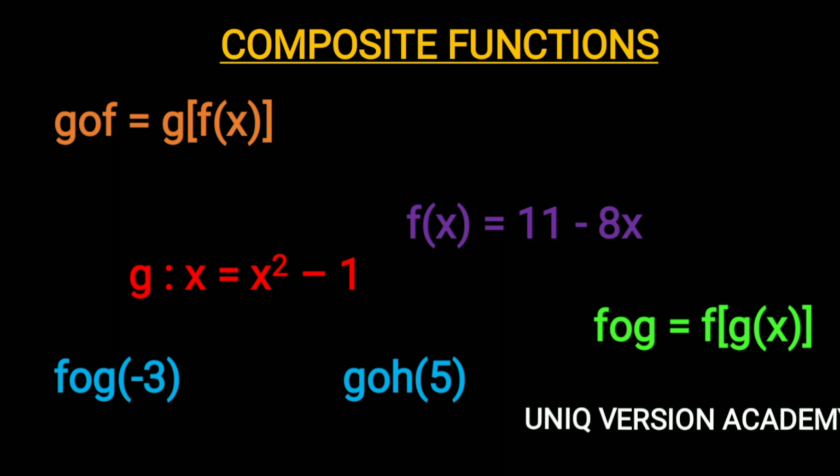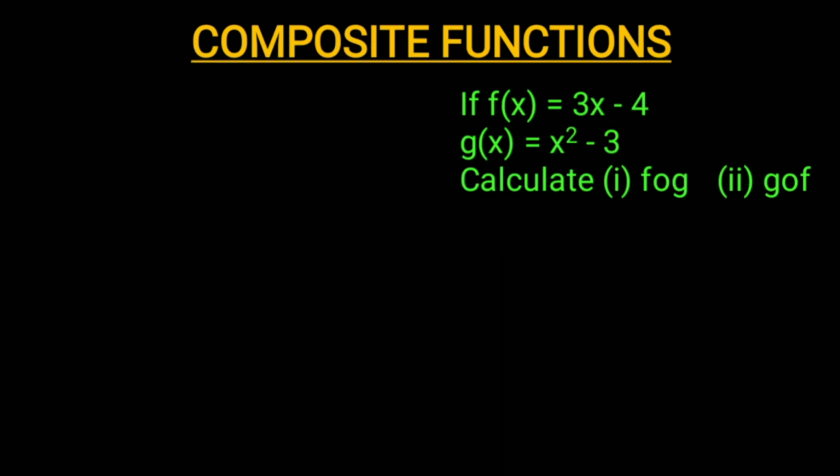We have several examples of composite functions. Let's take a look at a few of them in the video. If f of x equals 3x minus 4 and g of x equals x squared minus 3, the question is to compute f of g and g of f.